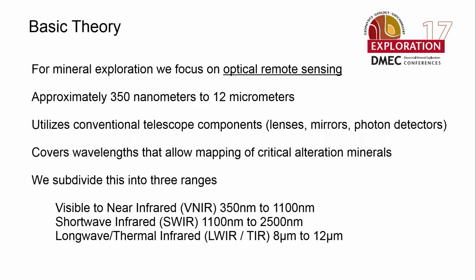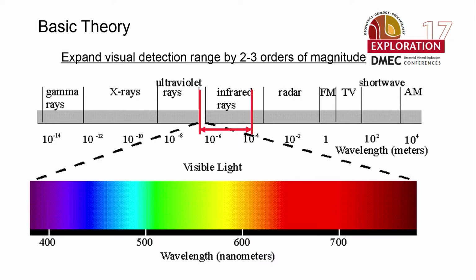In our world, we subdivide this into what we call the VNIR, the SWIR, and the TIR, or the LWIR: the visible near-infrared, the short-wave infrared, and the thermal infrared. So this is where our world exists, between the red bars, that part of the electromagnetic spectrum. That's the optical range of the electromagnetic spectrum.